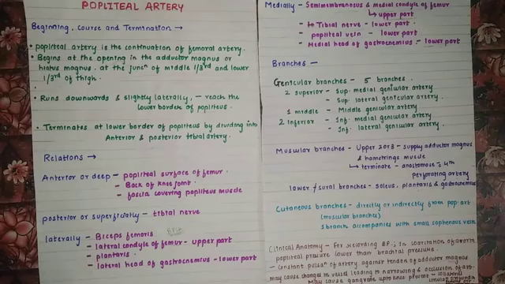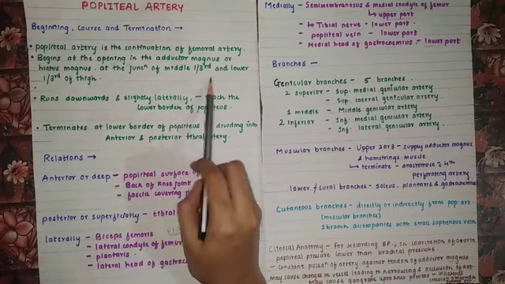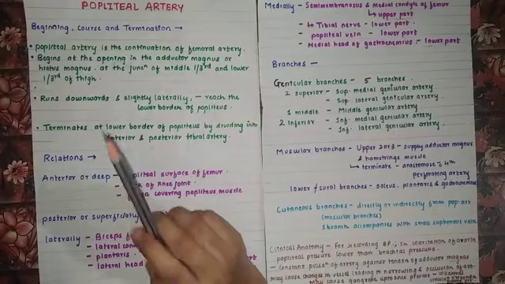So let's begin. Popliteal artery is the continuation of femoral artery. The further continuation of femoral artery is called as popliteal artery. So it begins where the femoral artery ends, that is in the opening in the adductor magnus, or also called as hiatus magnus, which is located at the junction of middle 1/3 and lower 1/3 of thigh.